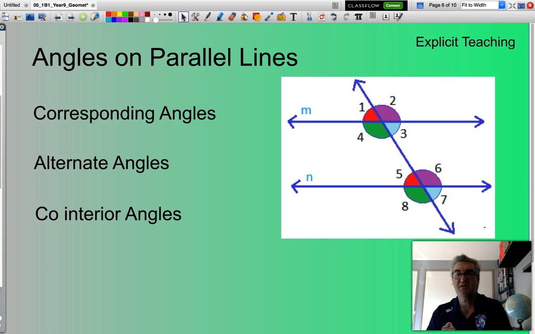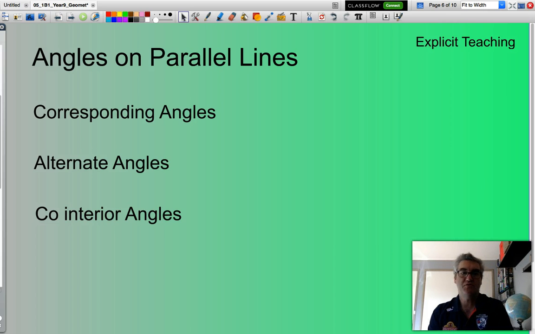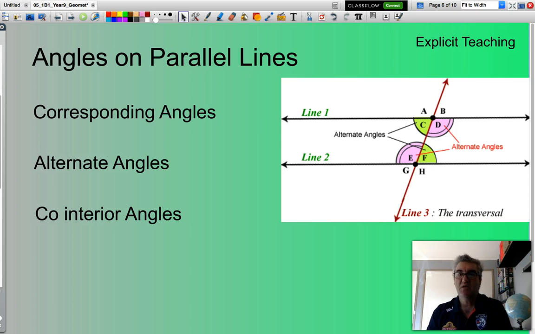Now, we'll move on to the next one. Alternate angles. If you look inside the parallel lines this time, here's my set of parallel lines, line 1 and line 2. Line 3 is my transversal, or the line that cuts. Alternate angles are across from each other. So you can see E and D are alternate, and C and F are alternate. Those angles are the same. So angle C equals angle F, angle E equals angle D.